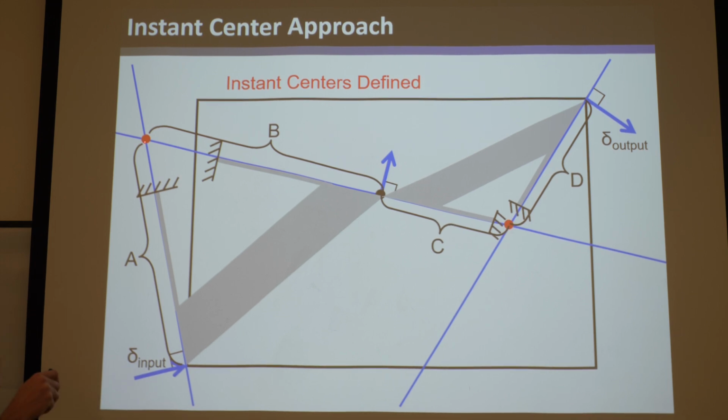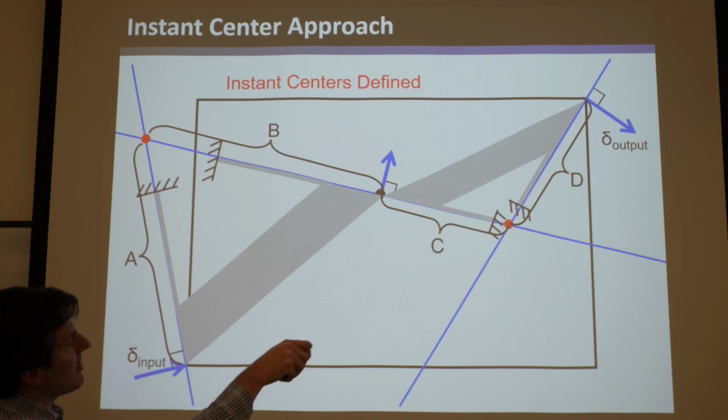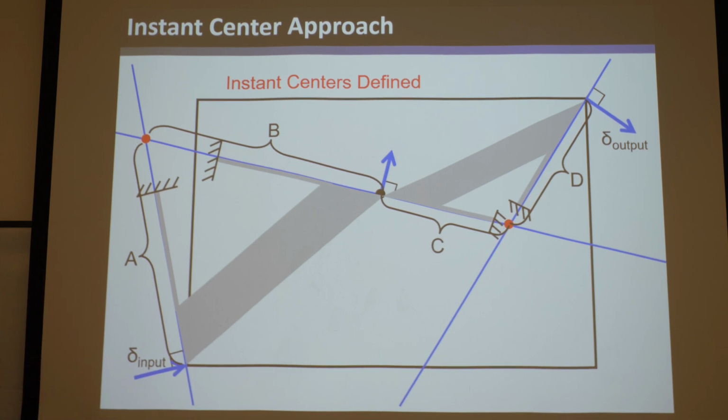And then what you do is you define the distances between the instant center and the input, the instant center and the intermediate body, and the instant center there, the instant center there, and there. Okay? And you get the output.